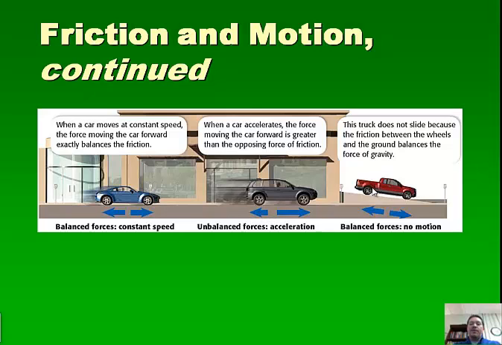And then if we're parked on a hill and we're not moving, again, we've got balanced forces because the object's not moving. So the parking brake or the tires, the surface, is opposing the force of gravity that would make that car roll down the hill.